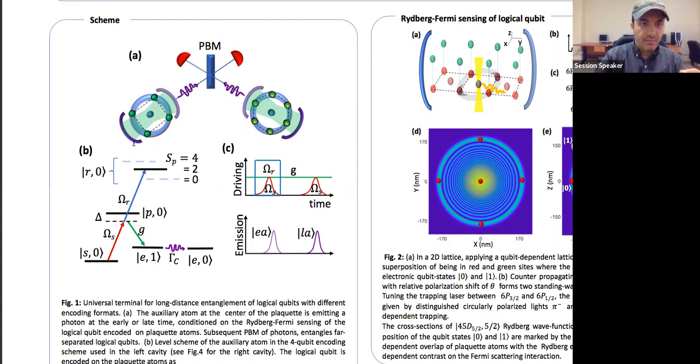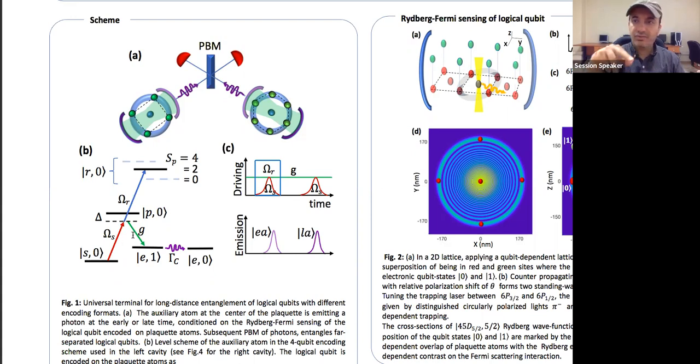So the level scheme of the central atom is presented in figure B. I have a lambda configuration that is responsible for photon emission, and the Omega S laser is the atom-light coupling, atom-laser coupling. G is the atom-cavity coupling. And over this process, I go to the E electronic state and excite one cavity mode, which would then leak out of the cavity and emit a single photon with the gamma C rate.